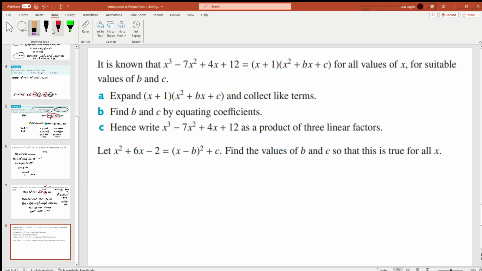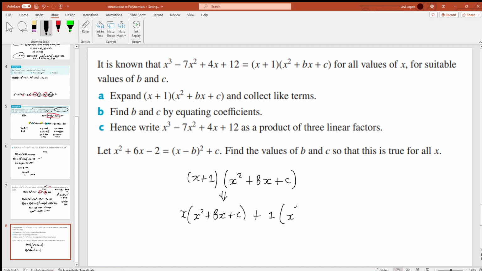So what we're going to do is exactly what they said. We're going to expand this side here. So we're going to have x plus 1 multiplied by x squared plus bx plus c. So in other words, this is the same as x times x squared plus bx plus c, plus 1 times all this.